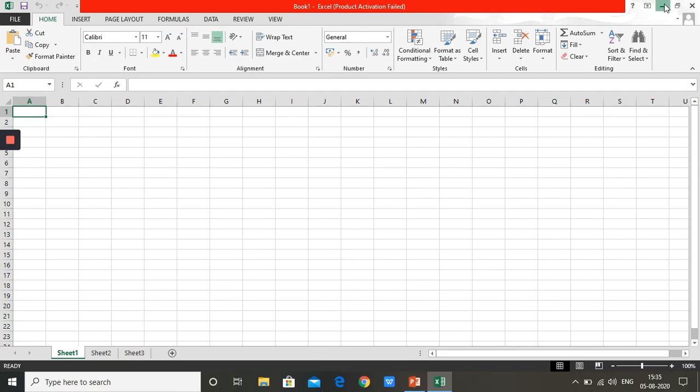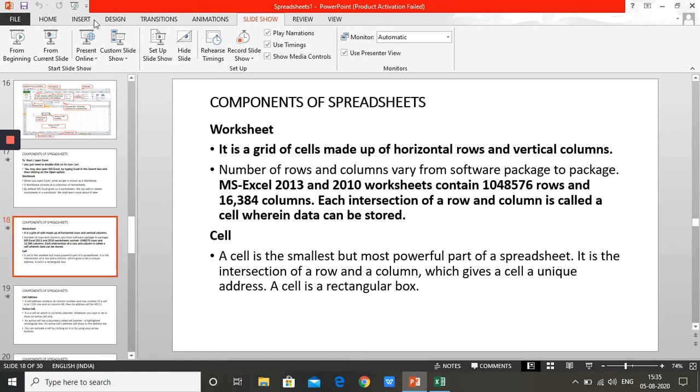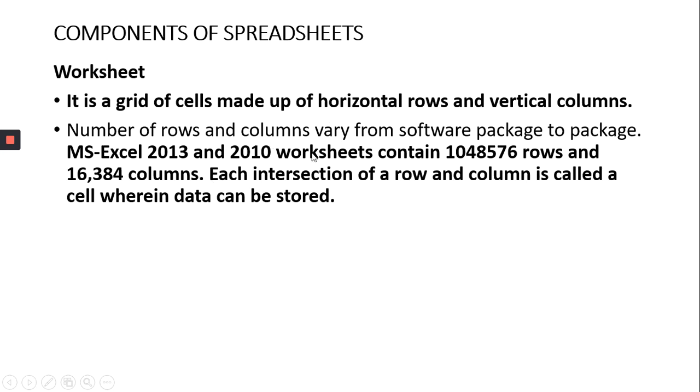Now let me minimize this. Let's go to our slides, to make sure that you have understood worksheet. Okay, a worksheet is a grid of cells made up of horizontal rows and vertical columns. The number of rows and number of columns vary from software package to package. That is, 2003, 2010 and all, they have 10,48,576 rows. The earlier versions had something a little less. And 16,000, I'm sorry, I said 14,000, 16,384 columns.